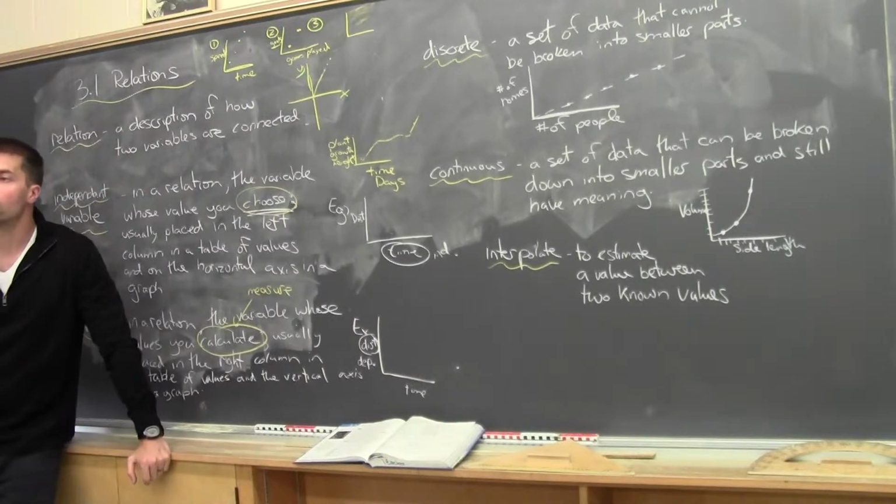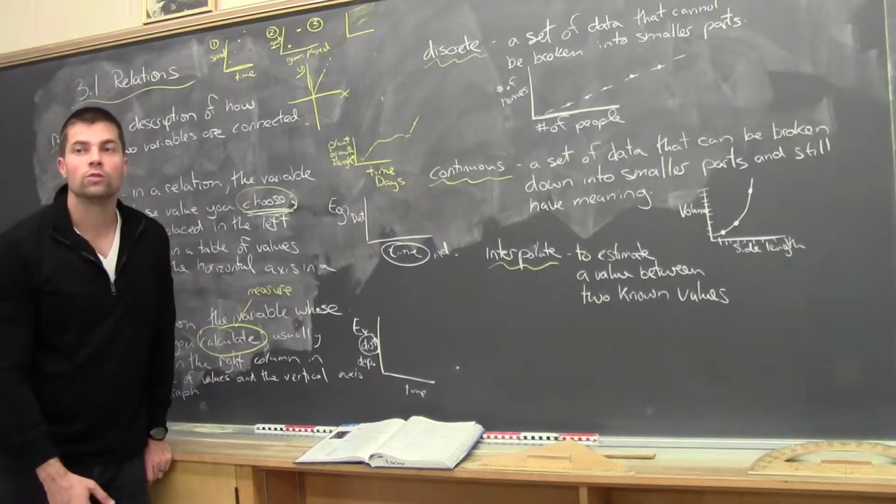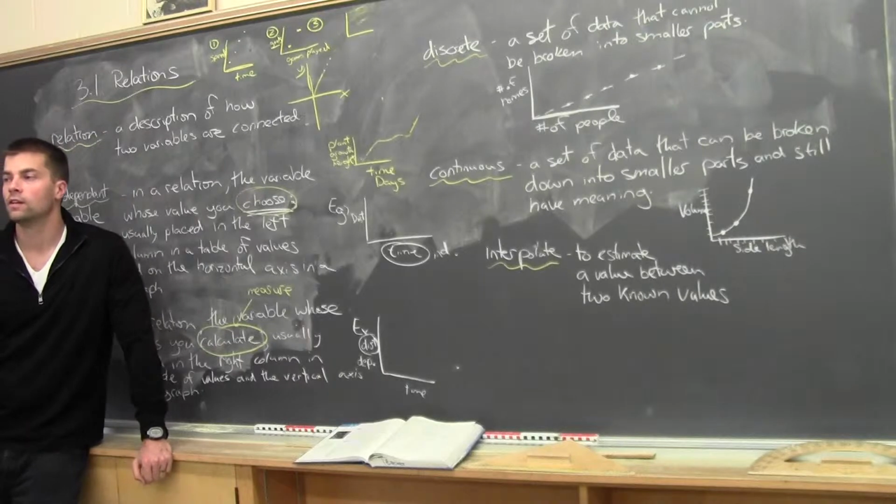How about number of hours slept and level of grumpiness? Which one's dependent and which one's independent? Think about it. Which one are you choosing and which one are you measuring? All right. So can you really choose how grumpy you are? Not really. You can't really choose how much time you sleep. Sure you can. You decide what time you go to bed.